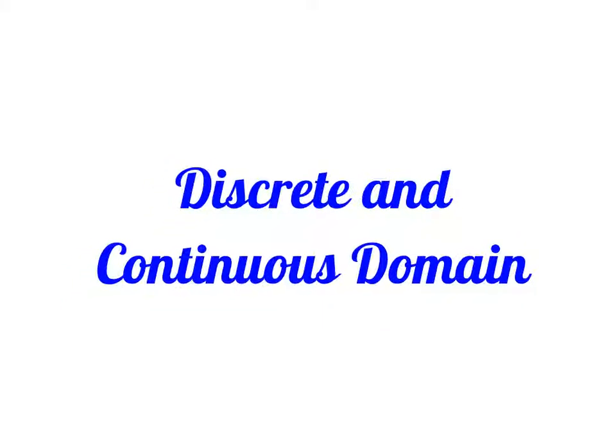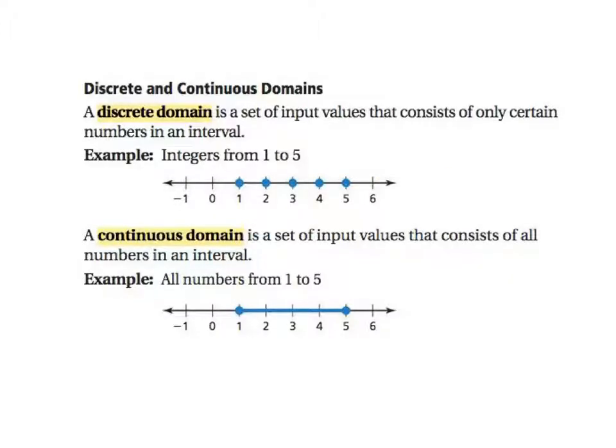Hi everyone, today we're going to talk about discrete and continuous domains, and how to write different types of domains. There are two types of domains: discrete and continuous. A discrete domain is like the type we've been working with.